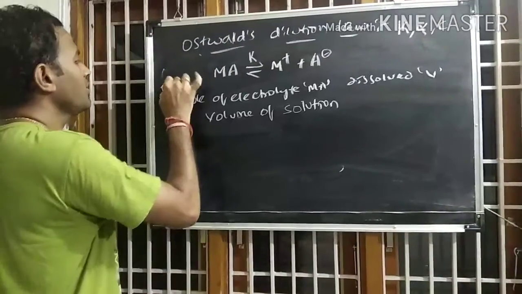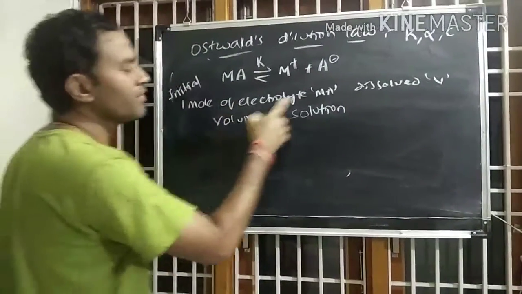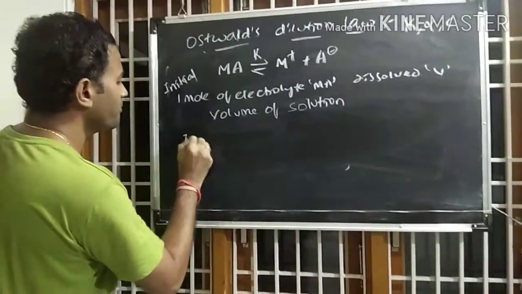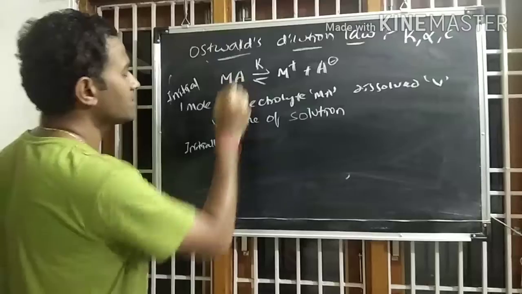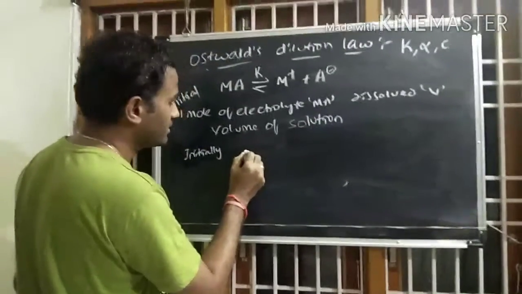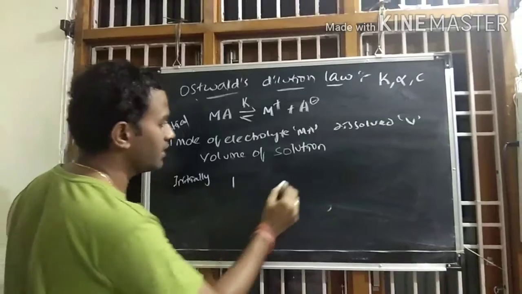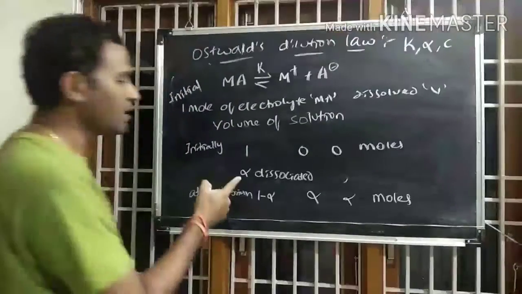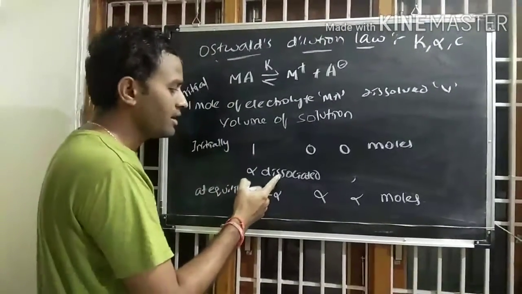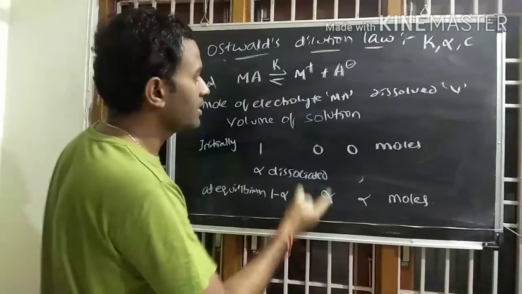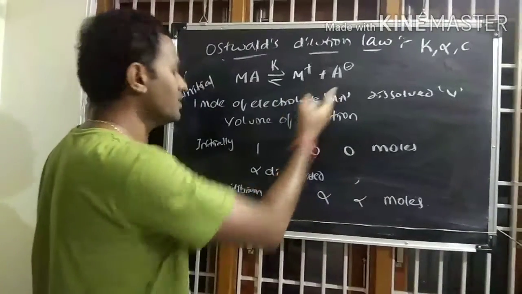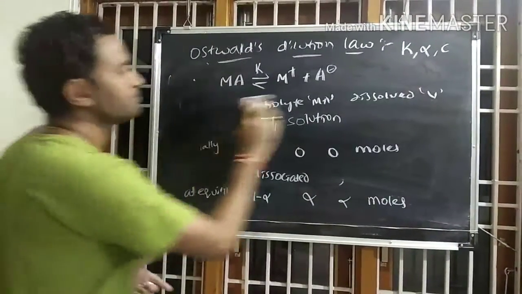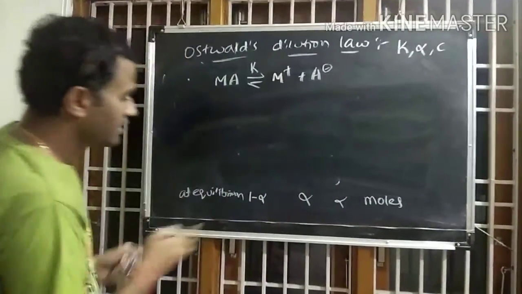Let us assume we have taken an electrolyte solution having 1 mole of an electrolyte whose volume is V, right? So initially, what is the concentration of reactant, that is electrolyte, before the dissociation? This is 1, here it is 0, here it is 0, number of moles. Let us assume alpha electrolyte molecules are dissociated. Therefore, at equilibrium, we will be having alpha number of moles of ions and 1 minus alpha number of undissociated electrolyte molecules, right?